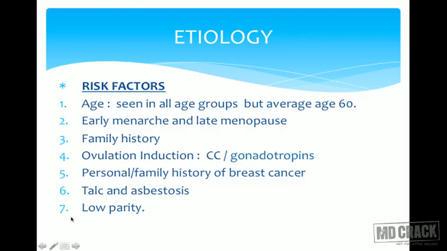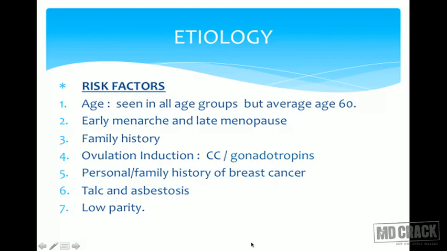Risk factors: age, they are seen in all age groups. But on average, the epithelial, which is the commonest, is seen in menopausal and perimenopausal women. So average age is 60 years. In cases where there is early menarche and late menopause, meaning again maximum ovulation, that will lead to CA ovary. Family history, we are going to see this point in detail. Ovulation induction in the form of clomiphene citrate or gonadotrophins will lead to ovarian cancer.